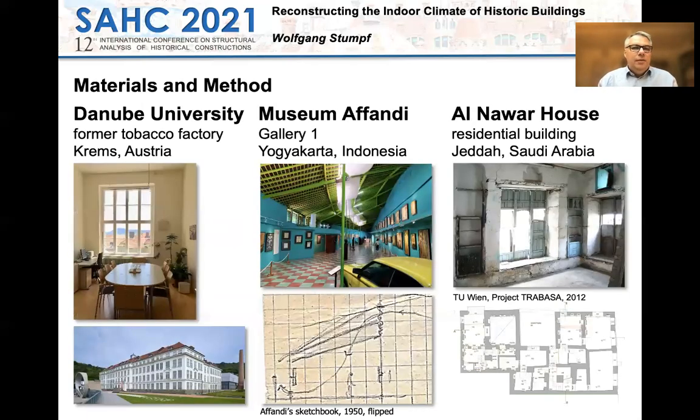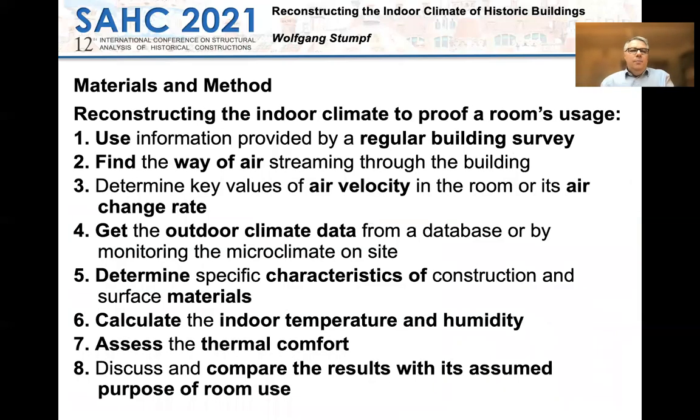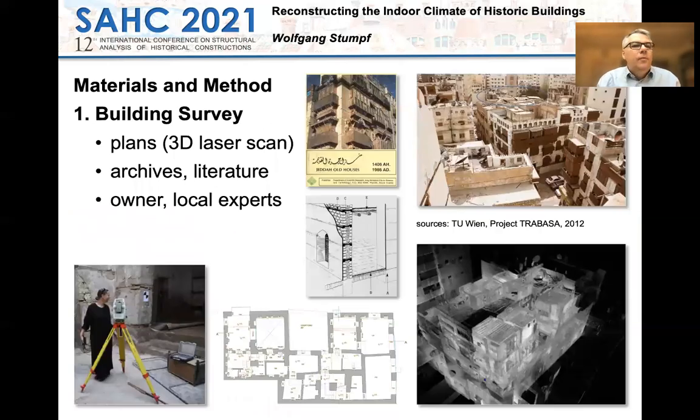To develop this method, I investigated 3 totally different buildings in different climate zones and different uses. First, it's the Danube University in Krems. That's where I'm sitting now. The second is the Museum Affandi, an art gallery in Indonesia. And the third test object was the Al-Nawar House in Jeddah, Saudi Arabia. The method for the reconstruction consists of 8 steps, which are described as follows.